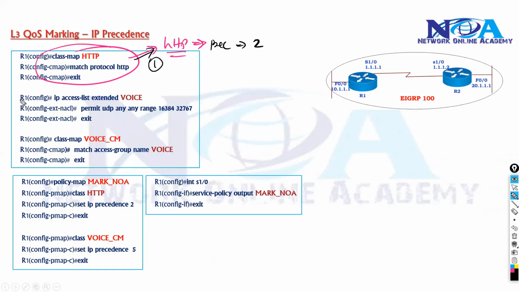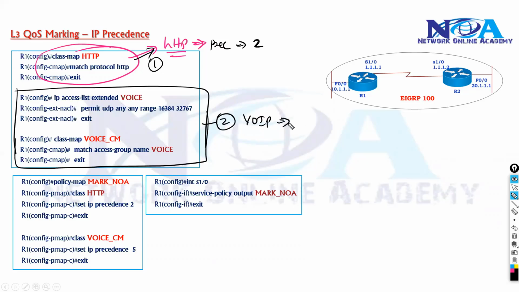And the second, I have another classification, where I'm going to match my VoIP traffic, which is going to use the UDP ports in this range. All your IP phones use that range, the random ports. So I'm going to match all those traffic and I'm going to give the precedence value of 5. Now, the first step, we know already how to classify by using class maps. So we match the protocol or we match the ACL in our case.